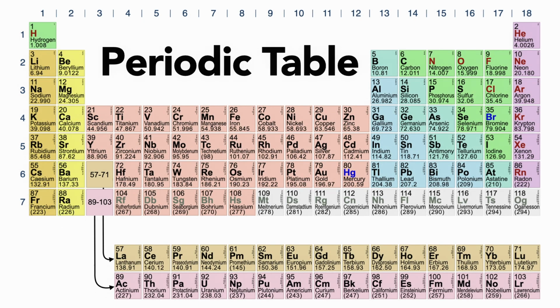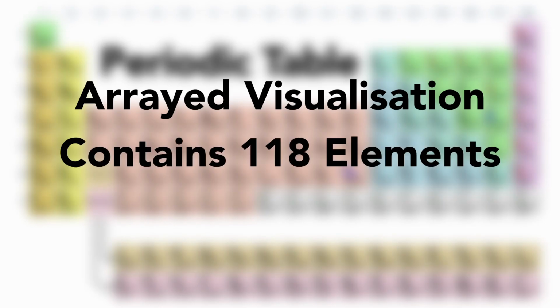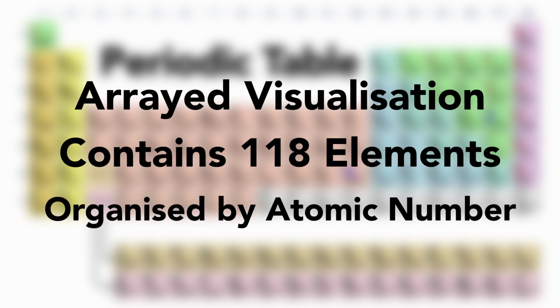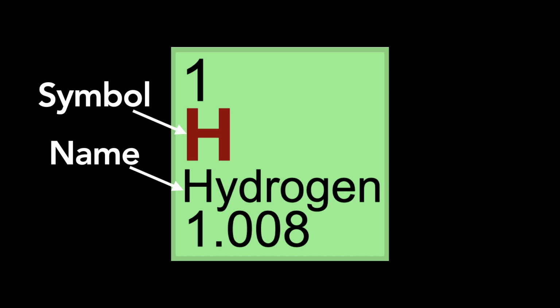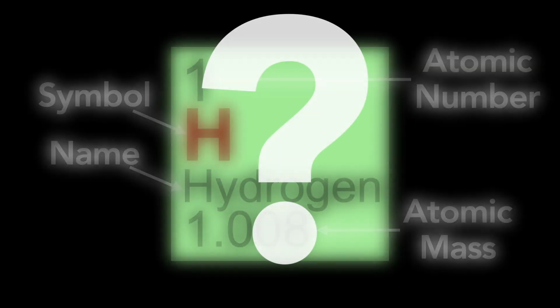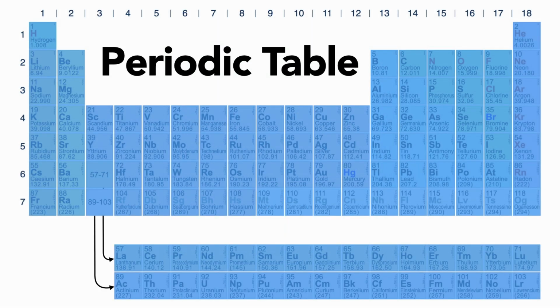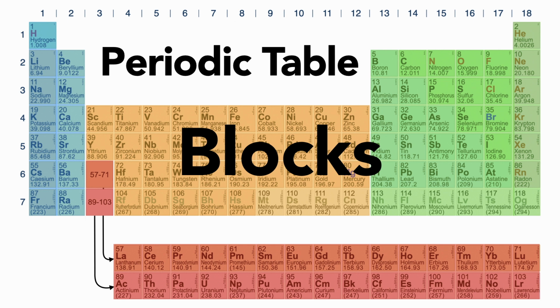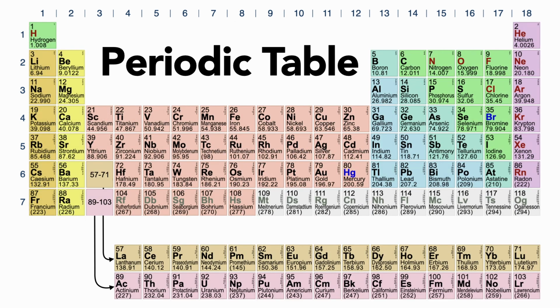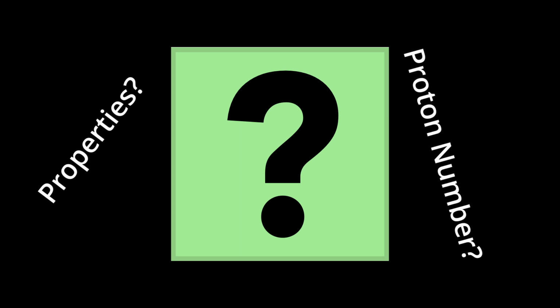The periodic table is an arrayed visualization of the 118 chemical elements organized by atomic number. It visualizes fundamental information about an element in each cell, such as the symbol and name, and the atomic number and atomic mass. I will further explain what those terms mean in a following section. It separates elements through groups and blocks, visualizing different element classifications. Since the elements in the periodic table are arranged by atomic number, the periodic table can help scientists predict properties of undiscovered elements based on already discovered ones.